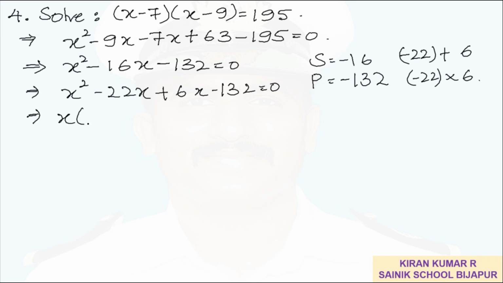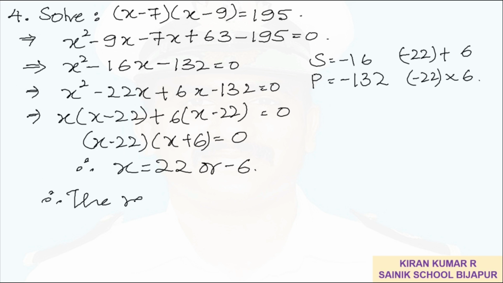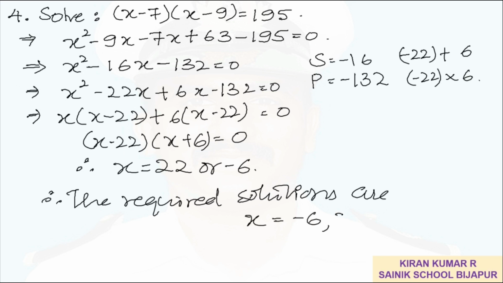Now x common, x minus 22, plus 6 common, x minus 22 equal to 0. So x minus 22 is common, you'll be left with x plus 6 equal to 0. Therefore, the value of x is 22 or negative 6. Therefore, the required solutions are x equal to minus 6 and positive 22.